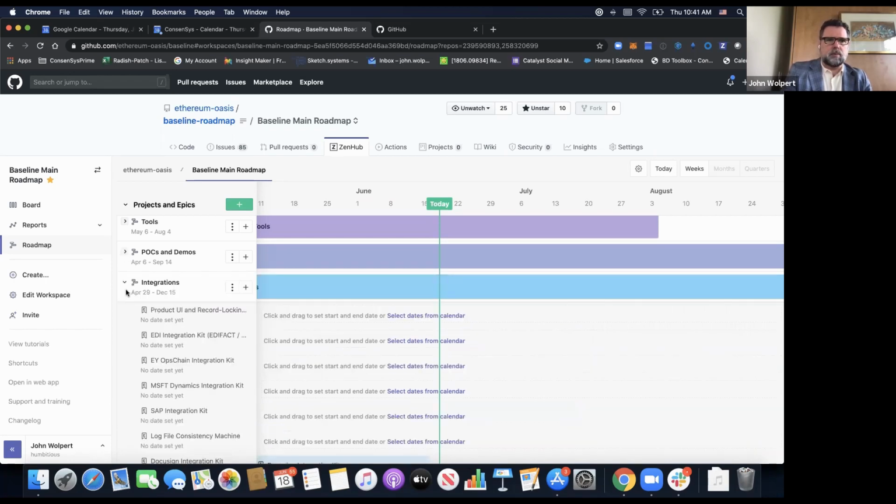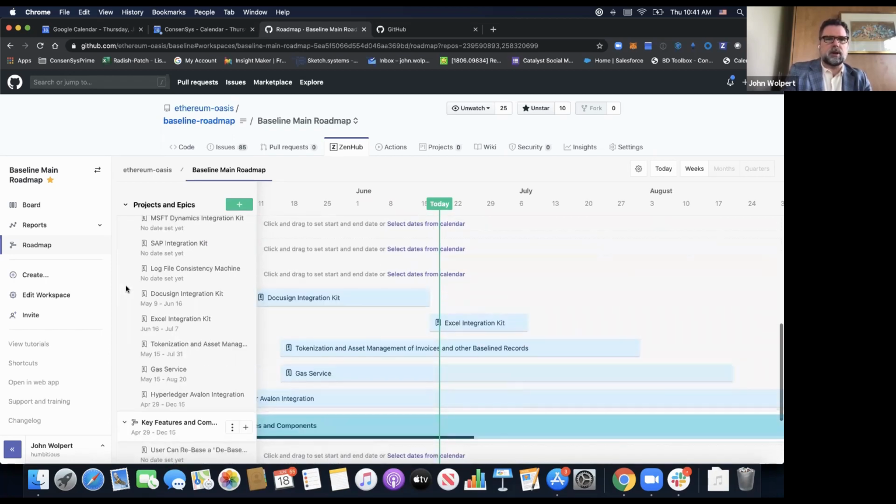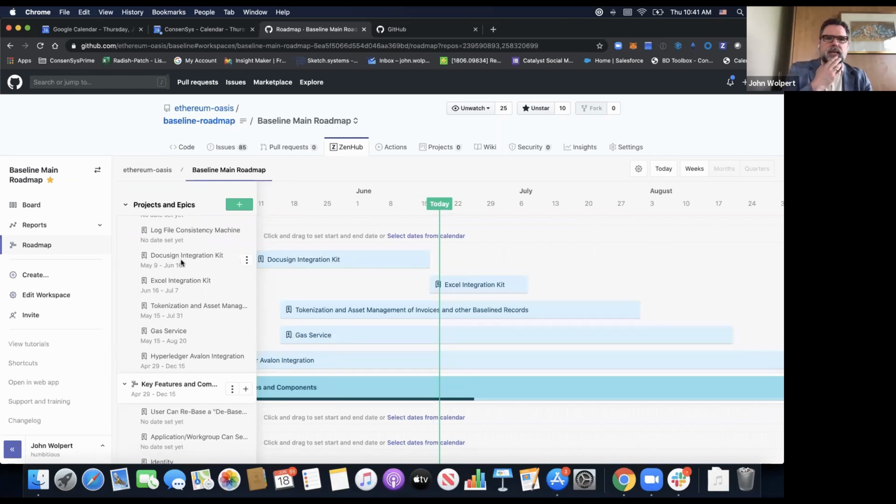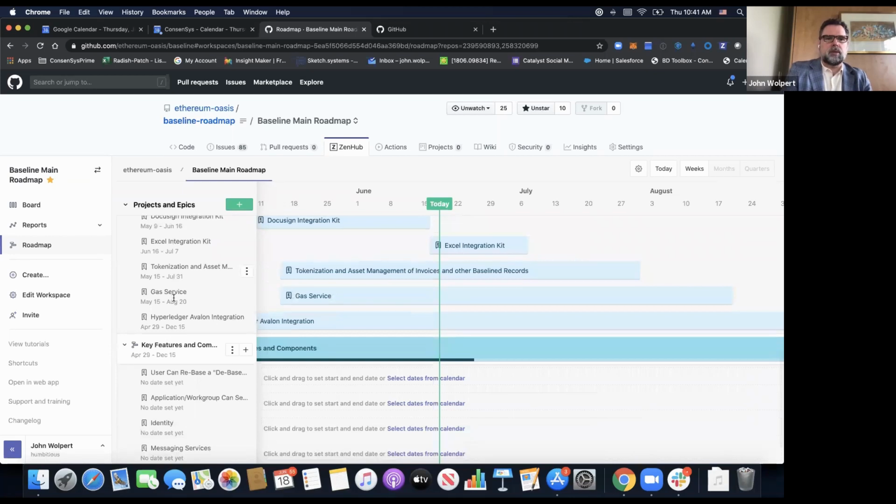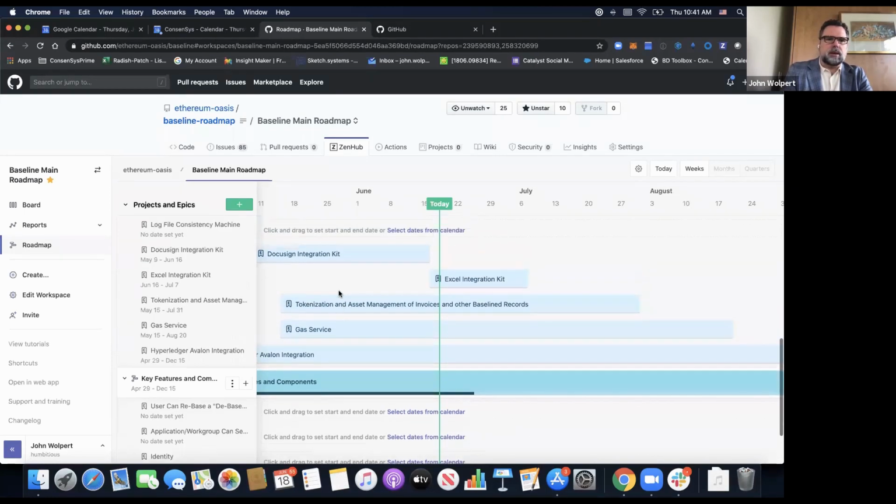Okay. On the integrations side, we have DocuSign integration kit is happening, an Excel integration kit popping up, and then the gas service, which Brian and I and some other people are working on. Bill Gleim proposed a Hyperledger Avalon integration, and he reports that work is continuing on that. And the tokenization and asset management of invoices, that's the big one.